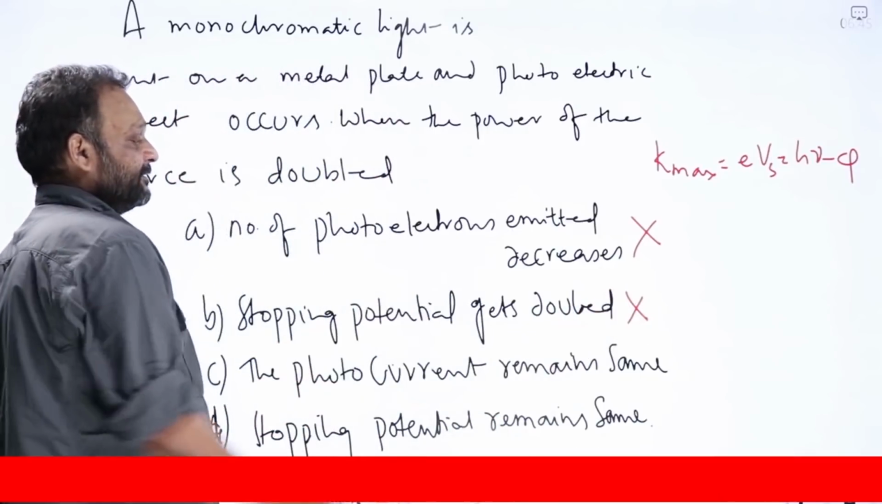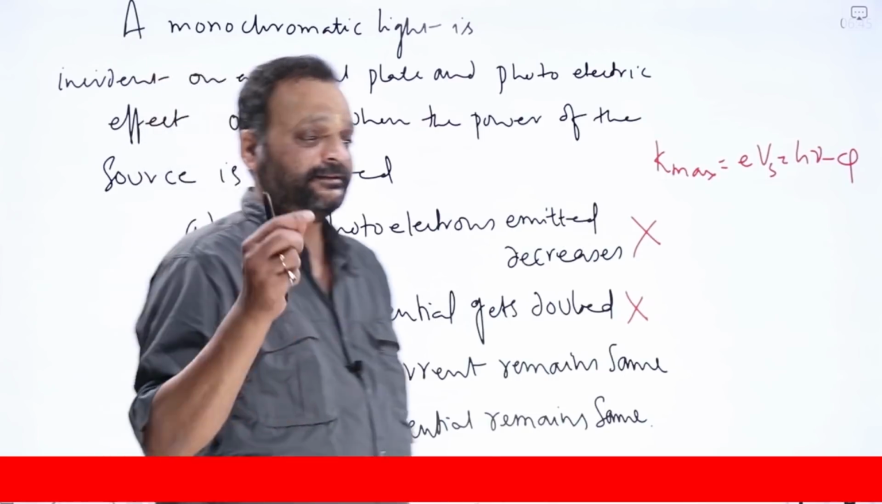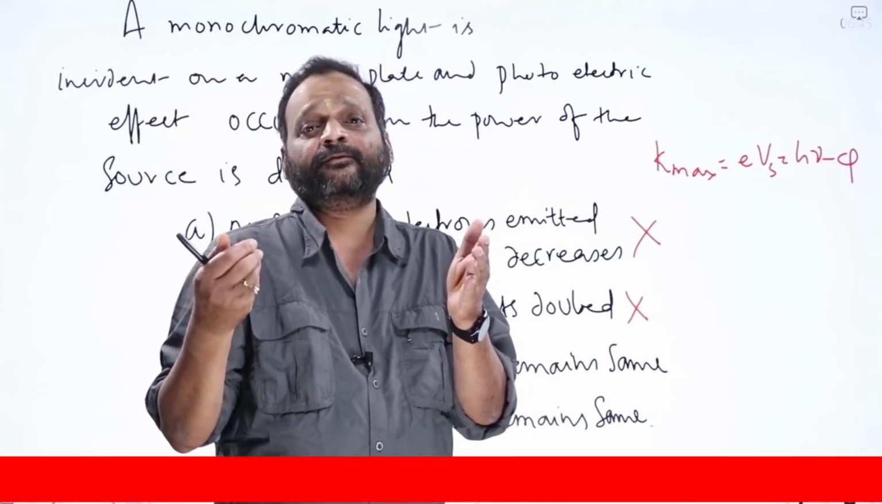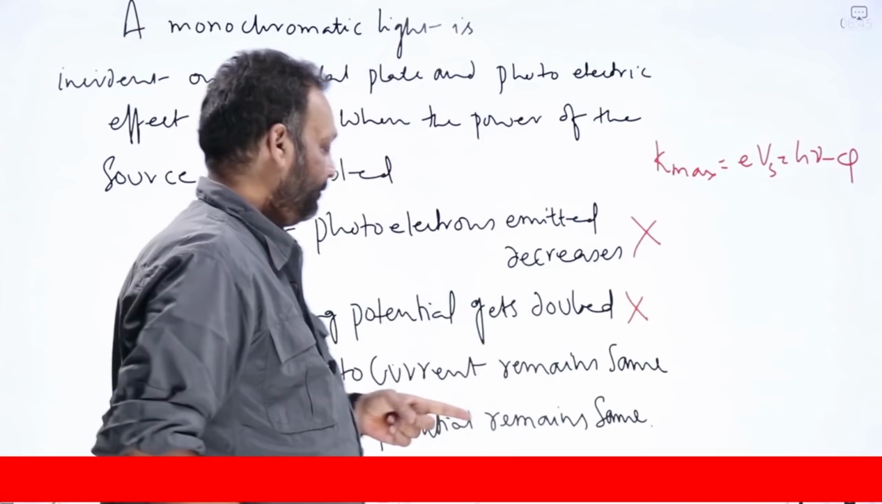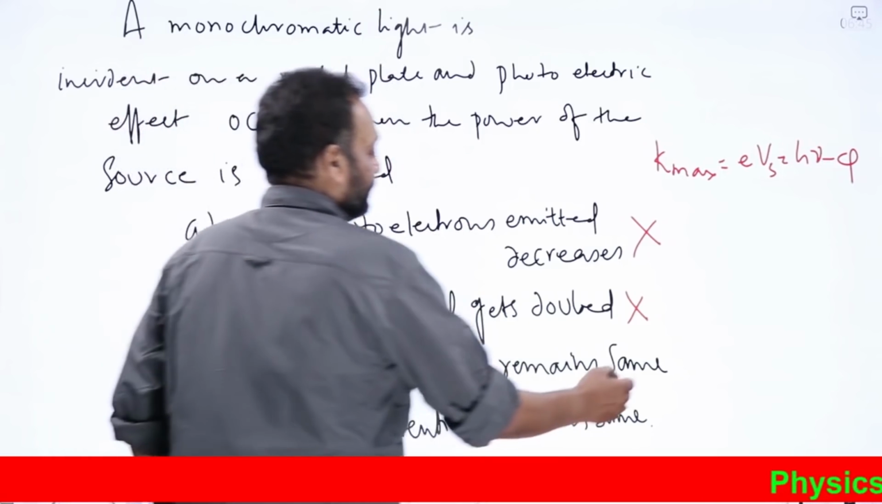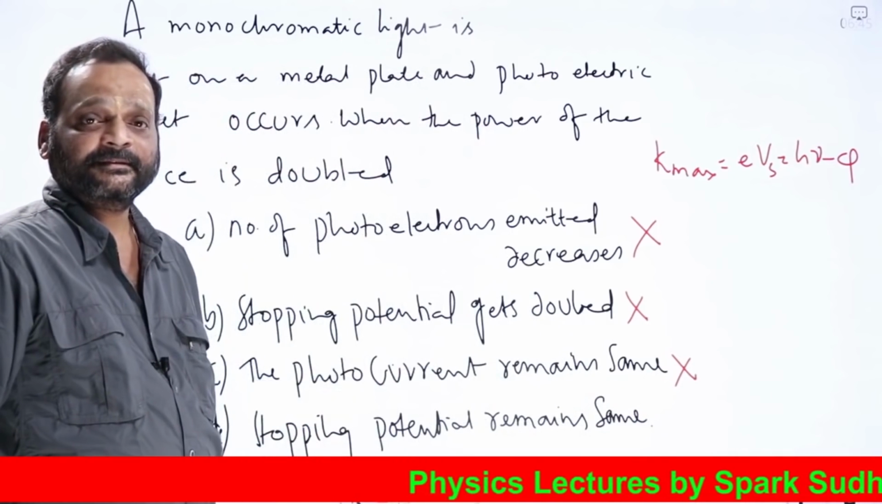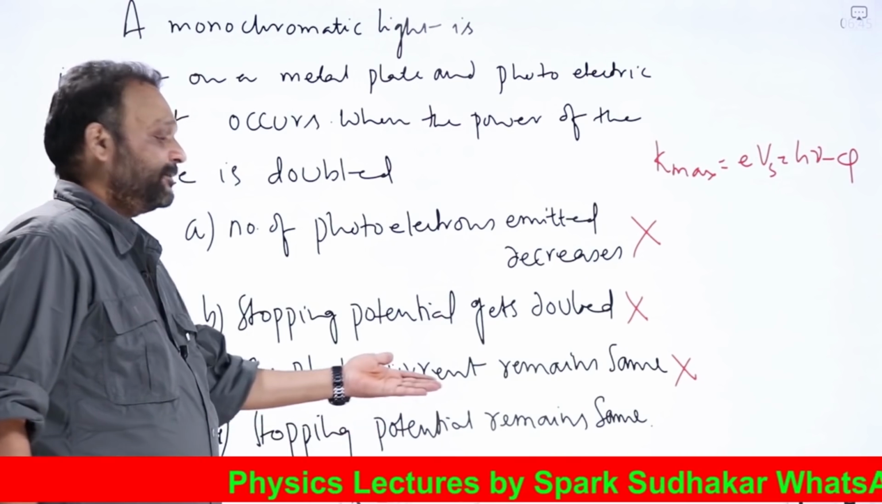The photocurrent remains same. When the number of photons incident on the metal plate increases, number of electrons emitted also will increase, so photocurrent obviously increases. So photocurrent cannot remain same, so this option is also wrong. When three options are not correct, obviously the fourth one should be the answer. Stopping potential remains same.